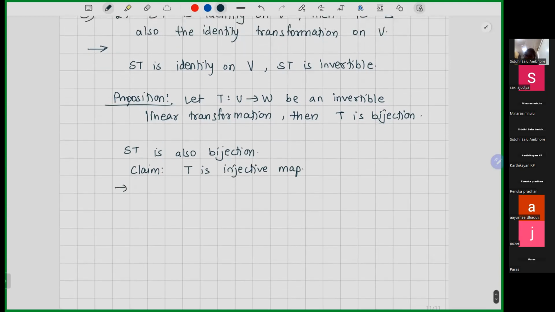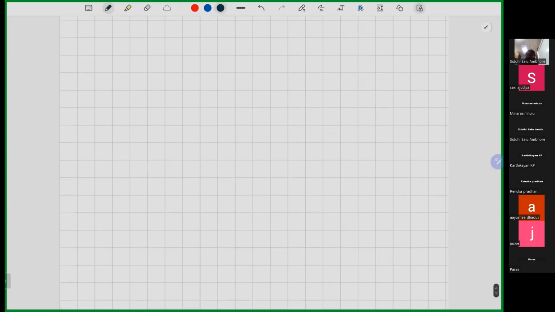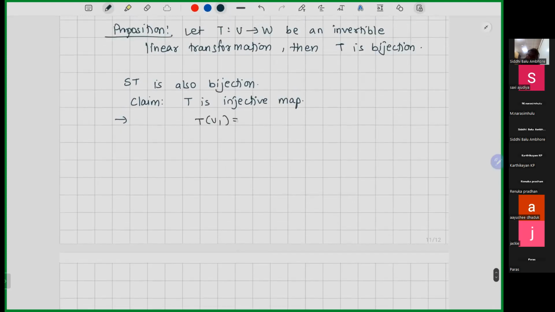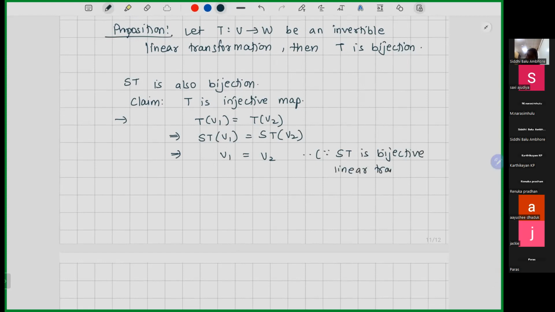And how can we say that? When I want to say that T is injective, what does it mean? I have to start with T of V1 equal to T of V2, and I have to end up getting that V1 is equal to V2. If I compose this with ST, I get what? When I compose this T with S, what I get is this. And this implies that V1 is equal to V2 since ST is a bijective linear transformation. So this implies that T is an injective map.